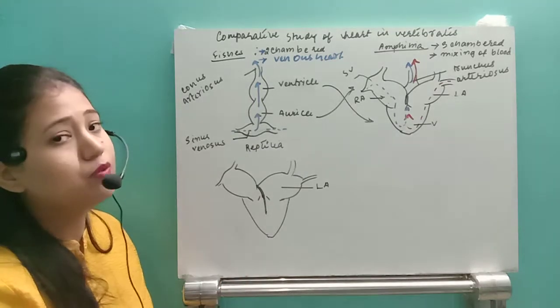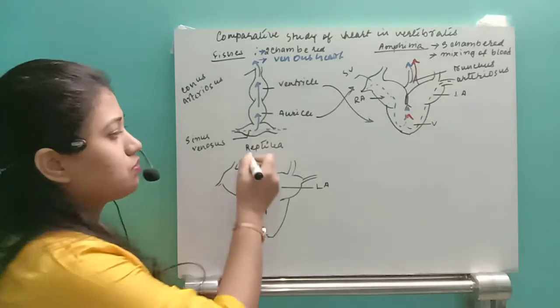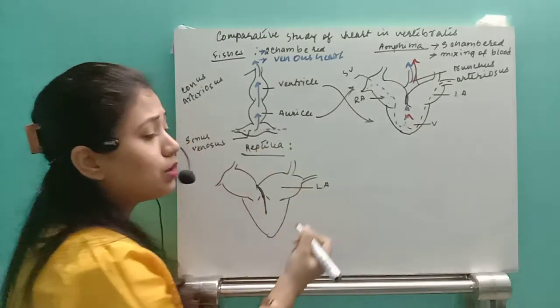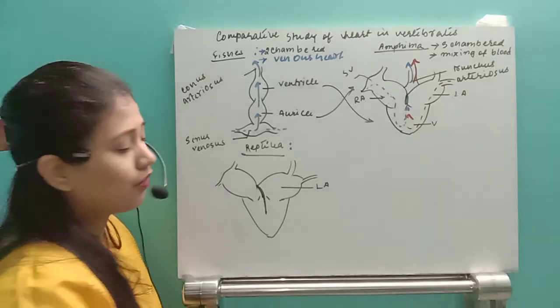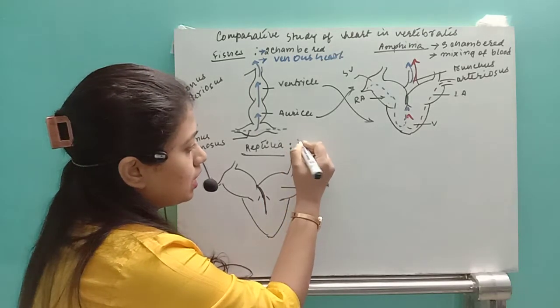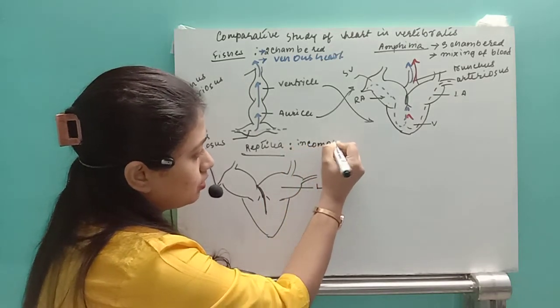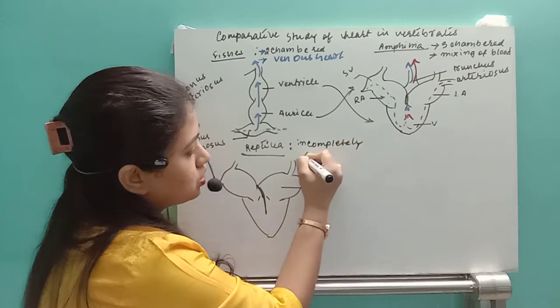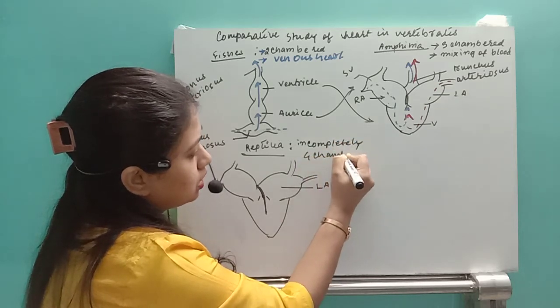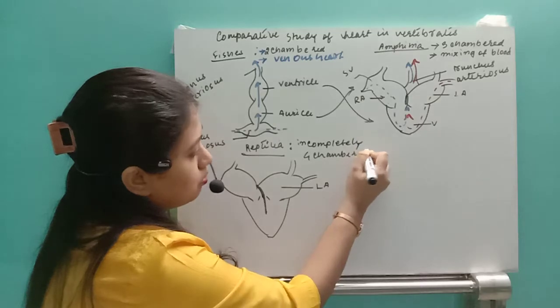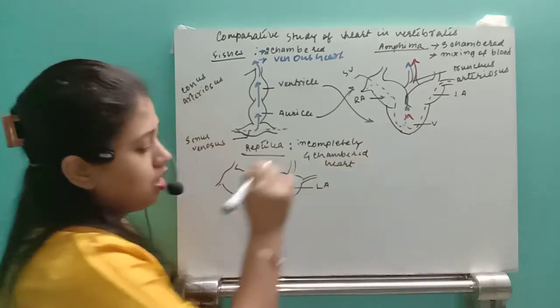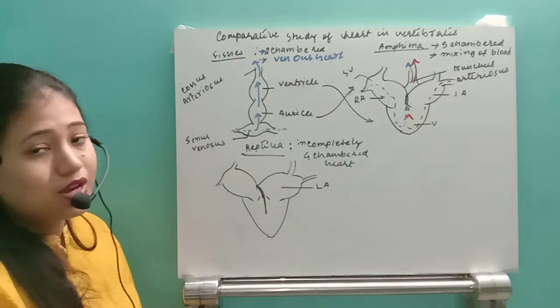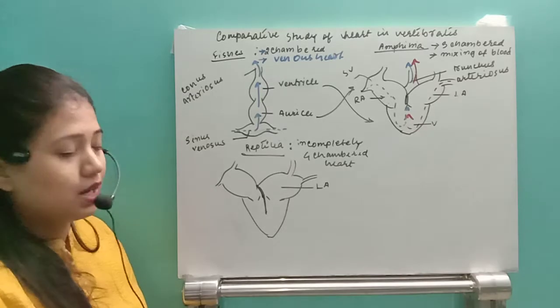So that's why in the case of the reptiles, the heart is incompletely four chambered, or 3.5 chambered. Okay, this is the incompletely four chambered heart. Why? Because this interventricular septum is not complete.